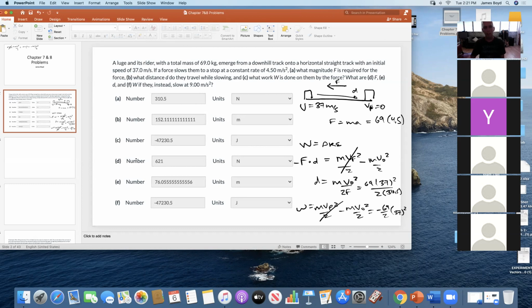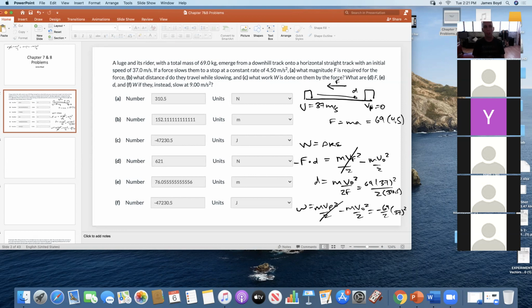And that will give you this big 47,000 number. They then ask, okay, what if we double the acceleration? Well, that means that we're doubling the force, from m times 4.5 to m times 9, right? Because 9 is double 4.5. If this is double, then our distance is half. And if this is double, then our work is double.